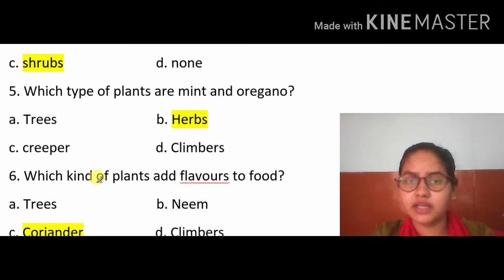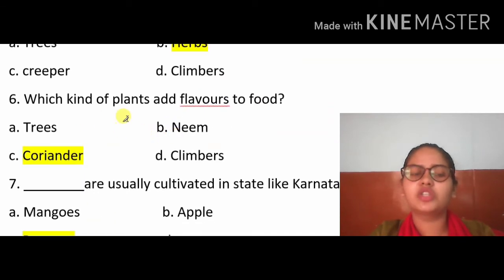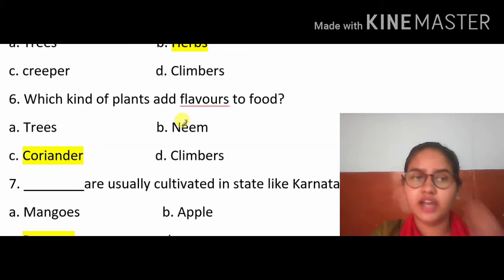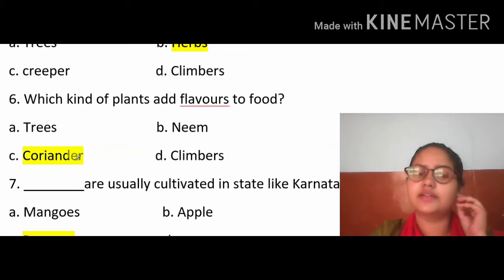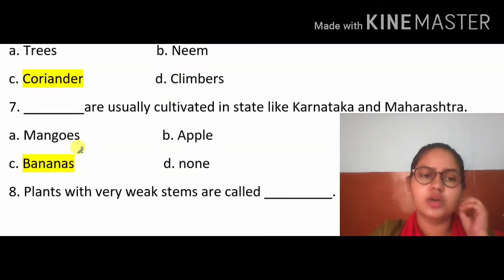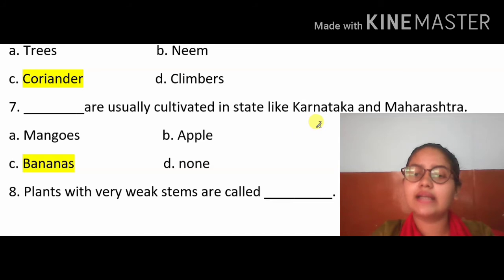Which kind of plants are mint and oregano? That is herbs. Okay. Which kind of plants add flavors to our food? Coriander, right? So next is dash are usually cultivated in states like Karnataka and Maharashtra.